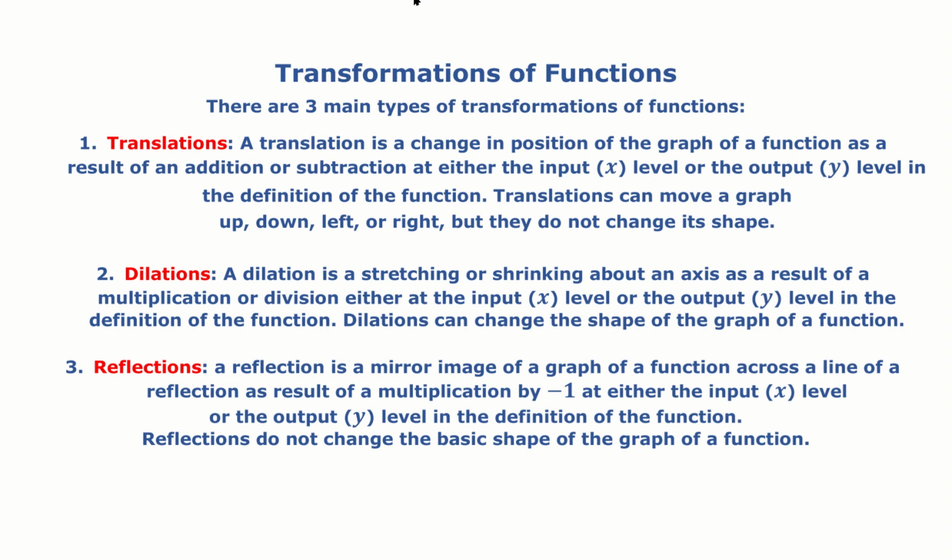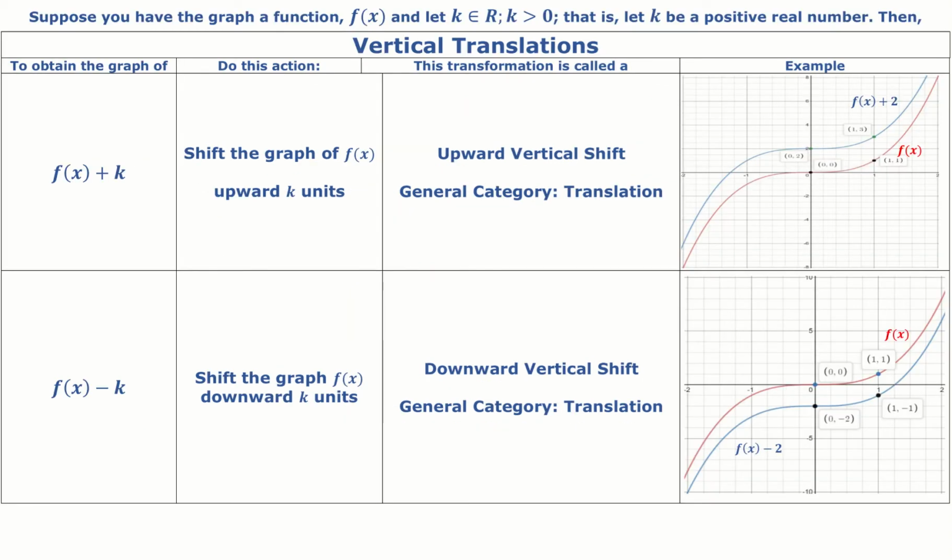The last kind of transformation is a reflection. A reflection is basically a mirror image of a graph of a function across a line of reflection, and it's caused by a multiplication by -1, either at the input level or the X level, or the output level, which is the Y level. Again, reflections are more like translations in the sense that they don't change the basic shape of the graph of a function.